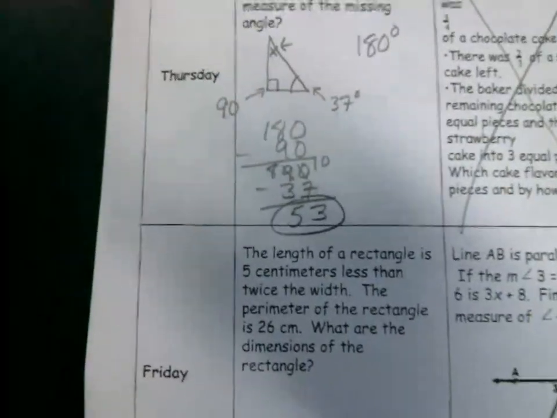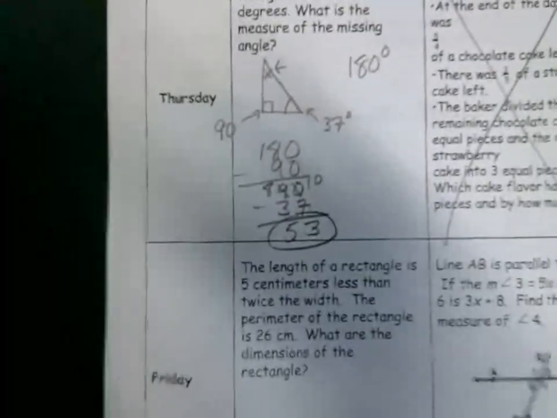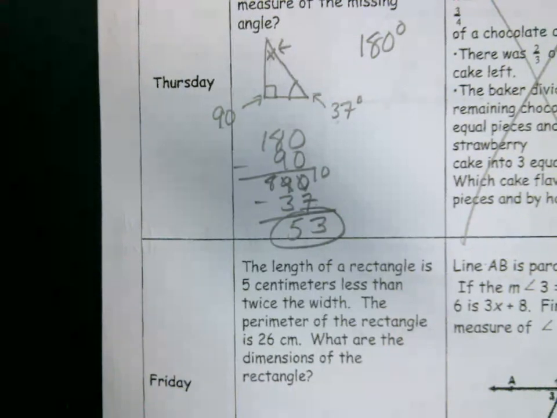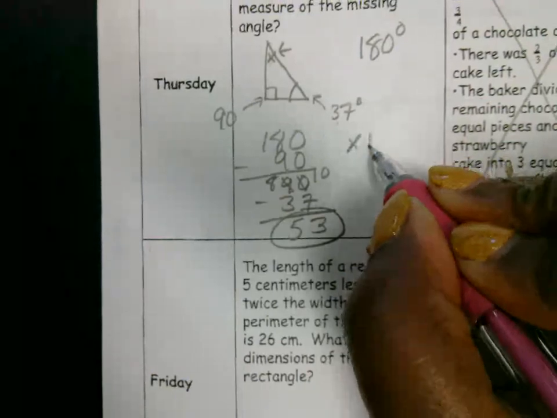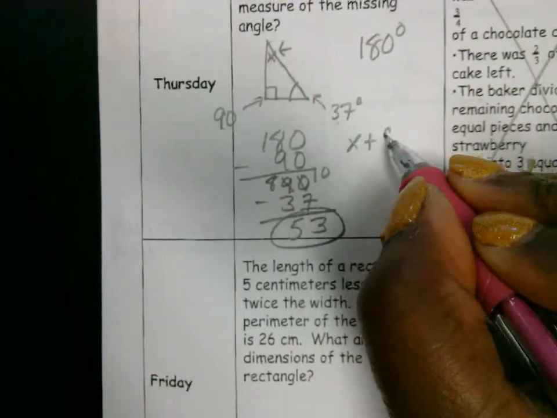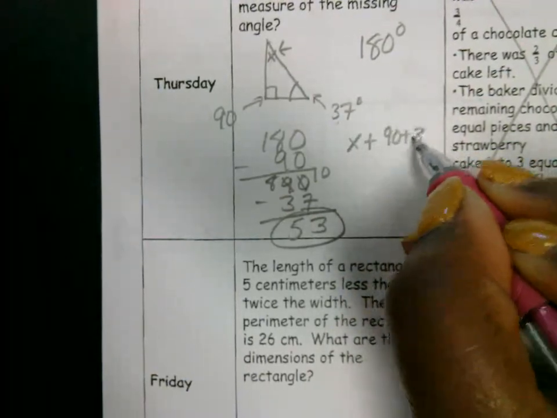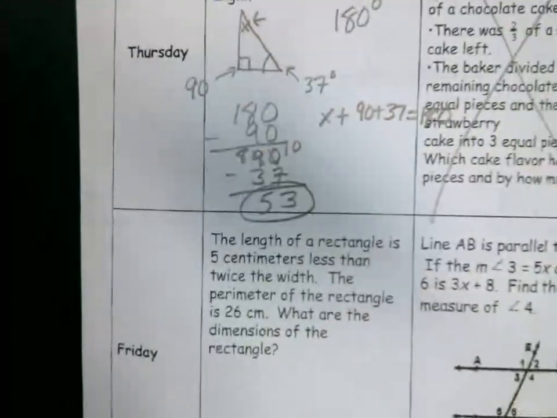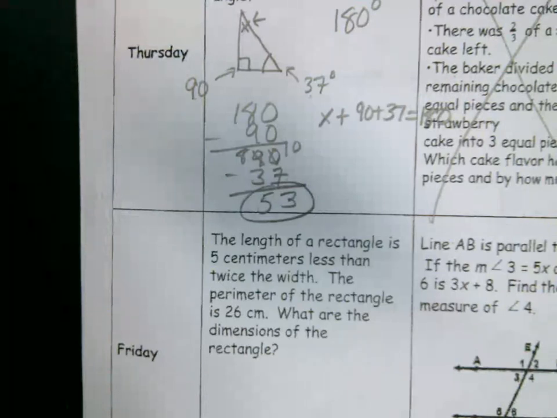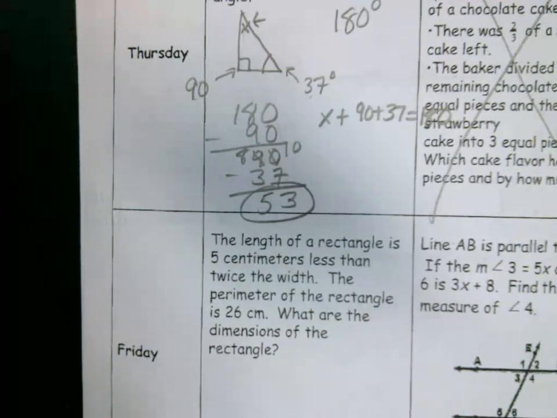Are there any questions? If I wanted to write this as an equation, I could say the missing measurement plus 90 plus 37 all should add up to 180 degrees. If I wanted to write it as an equation, I would combine like terms and solve for the missing variable.